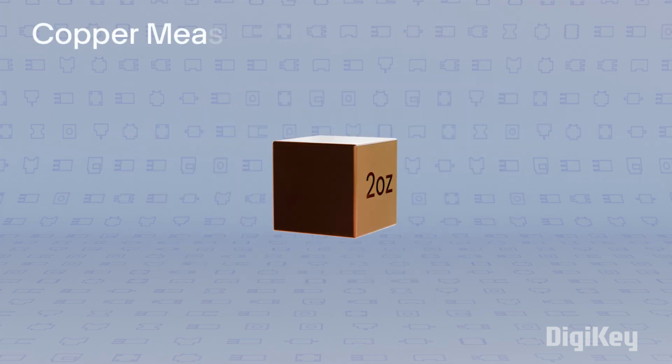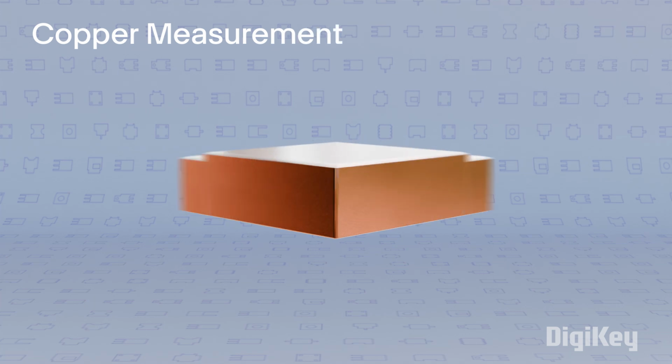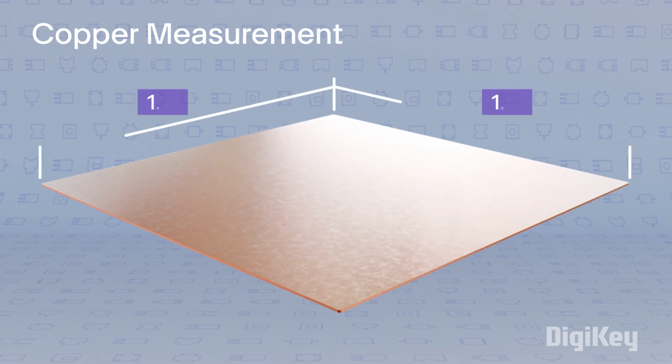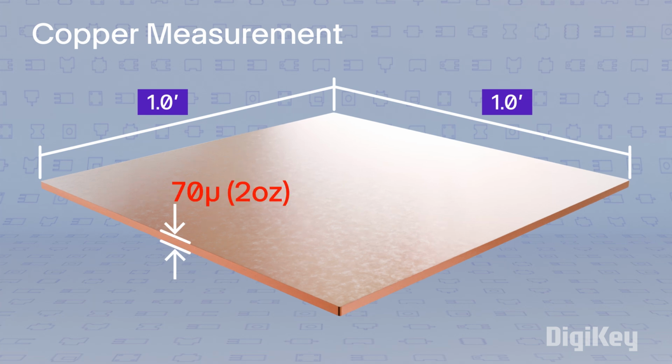Measuring thickness by ounces refers to how thick the copper would end up if you hammered it into a uniform sheet covering a 1 square foot area. In Europe and Asia, they measure the thickness in micrometers. 17.5 micrometers is 1/2 ounce, 35 is 1 ounce, or 70 micrometers, 2 ounces.